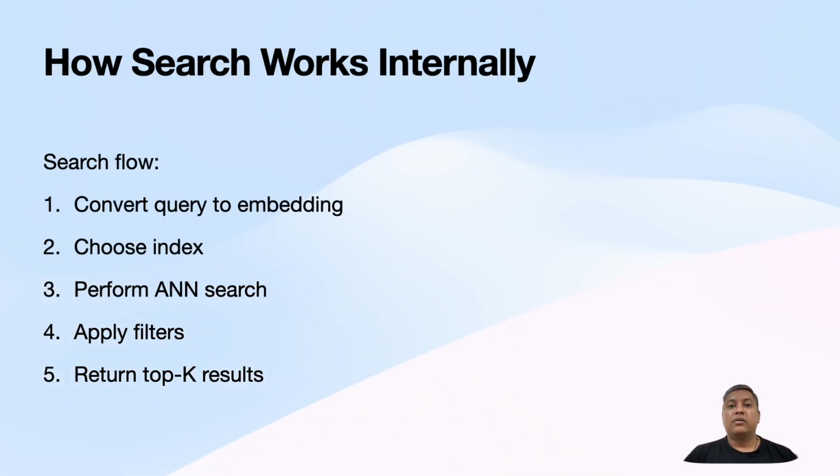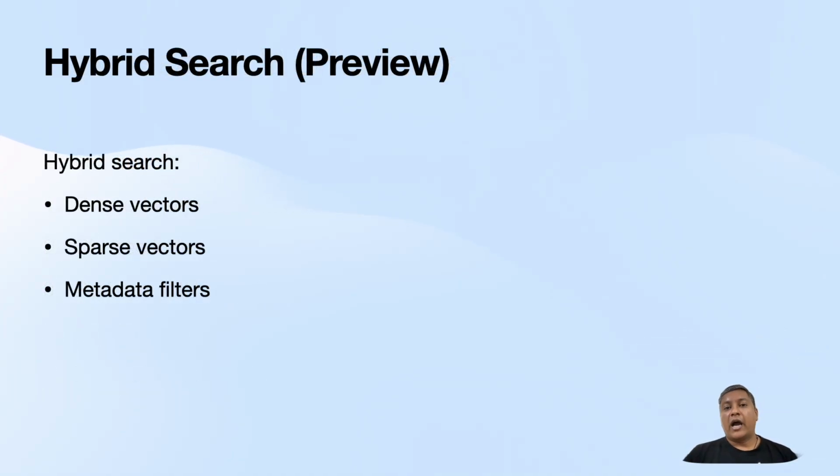When a search happens, Milvus follows a clear pipeline. The query is converted into an embedding, the appropriate index is used, and an approximate nearest neighbor search is performed. After that, metadata filters are applied and the top results are returned, usually in milliseconds. Hybrid search combines multiple signals. Dense vectors capture semantic meaning, sparse vectors capture keyword relevance, and metadata filters add constraints like time, user, or category. Together, they produce much better results than any single approach.